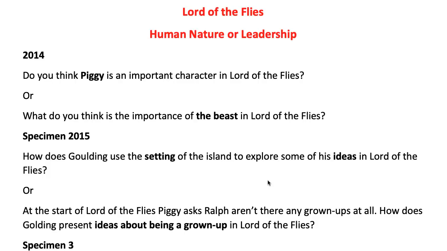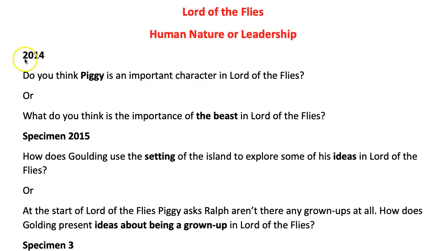So the first thing I need to teach you is that whatever the question is, it's really just about two themes. One is what is human nature, and the other is about leadership. When we talk about leadership, we're looking at the political systems that Golding has in mind. And when we're talking about human nature, we're looking at the idea of original sin and whether men are inherently evil in comparison to women. So both these themes come up no matter what the question is.